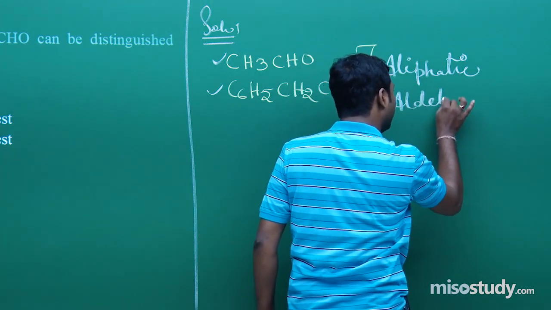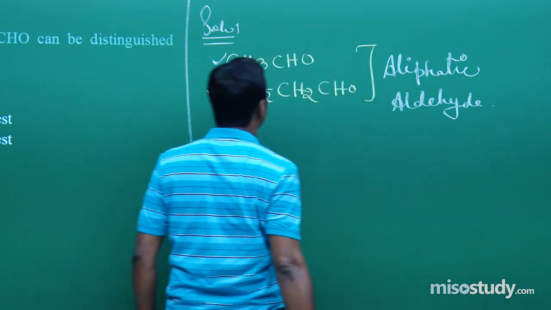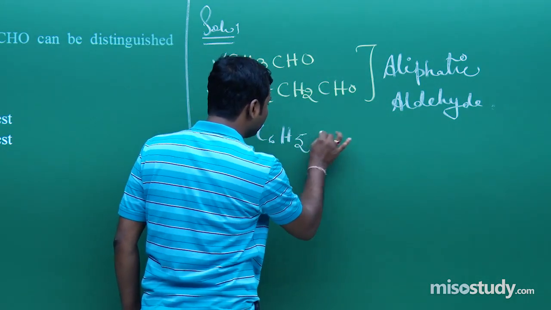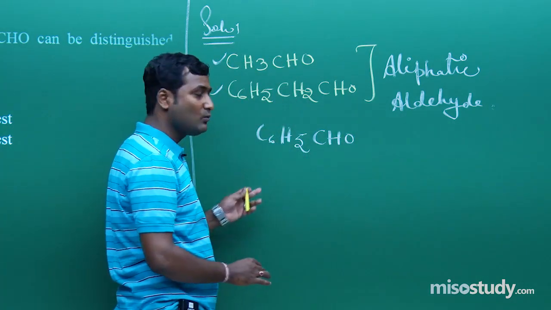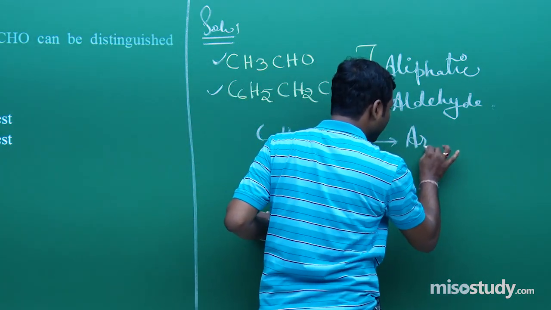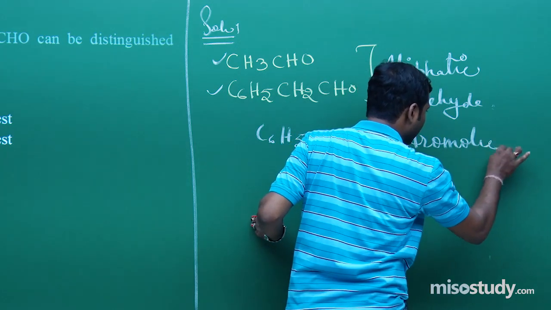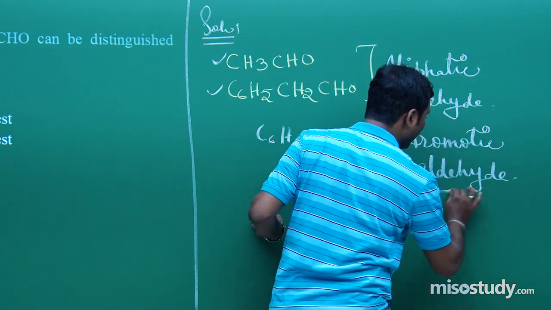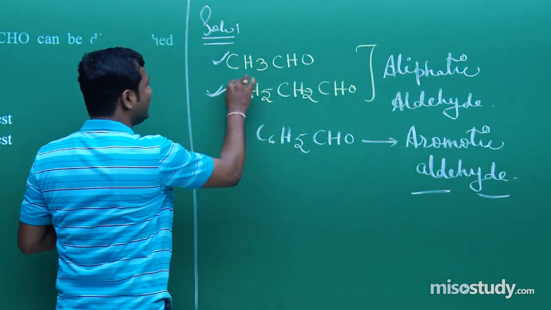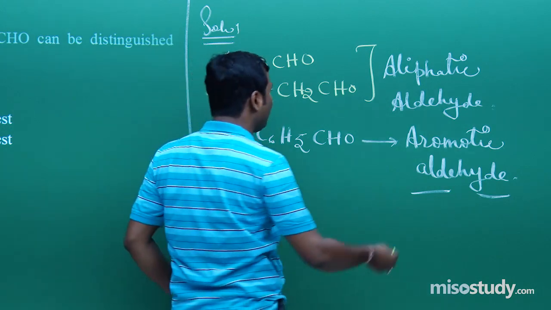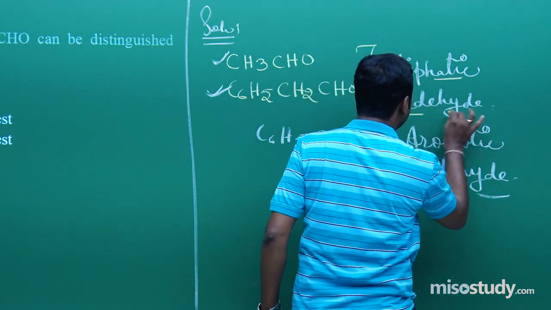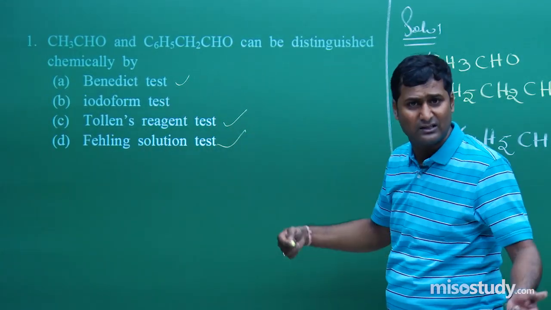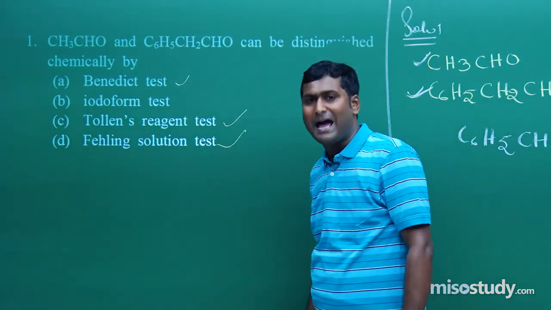Aliphatic aldehyde. But if I compare this with C6H5CHO, this one is an aromatic aldehyde, clear? Now what does the question say? Both are aliphatic aldehydes, so they will give the Benedict test, Tollens reagent test and Fehling test. This is very simple. These tests are all for aliphatic aldehydes.